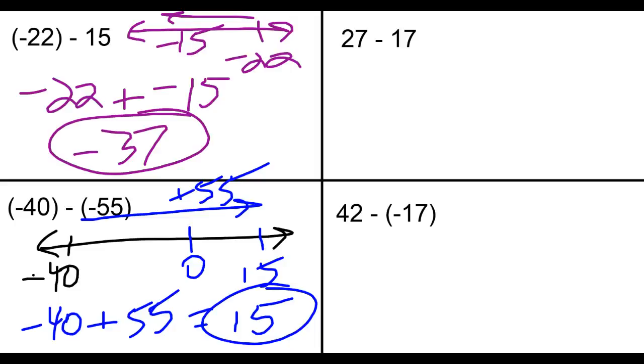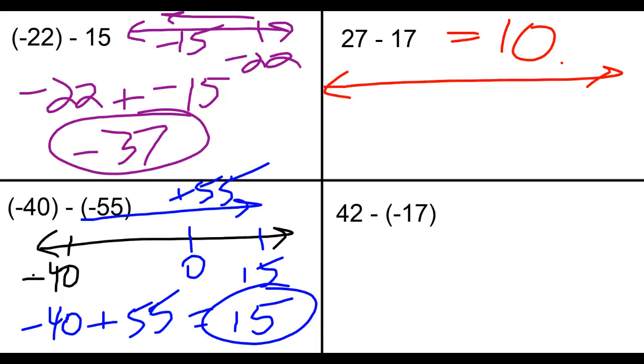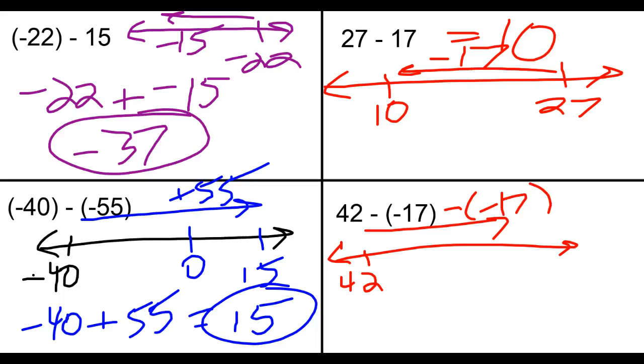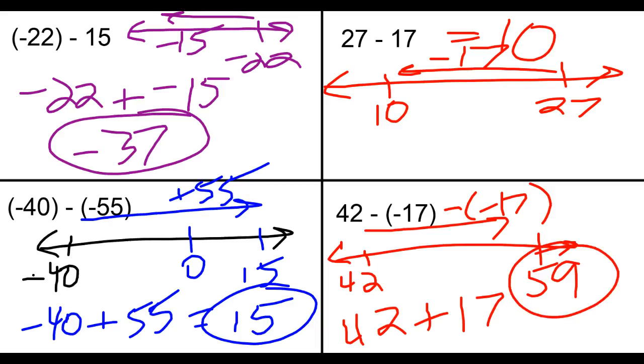Well, the first one we don't have to do a whole lot with. 27 minus 17 is 10. We're familiar with that. But if we wanted to envision it on the number line, here's 27, there's taking 17 away, and we end up at 10. For 42 minus negative 17, on our number line again, here's 42. We're going to subtract negative 17, which means we're going to do the opposite of move left, which is move right. It's the same as 42 plus 17, and on our number line, that moves us up to 59.